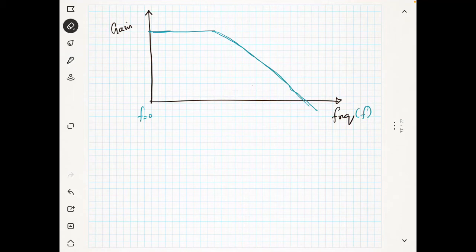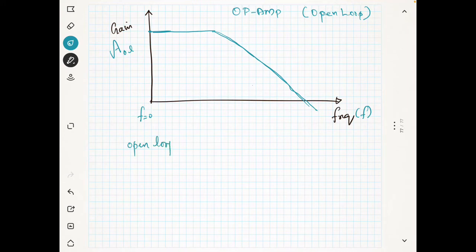Here also, in an op amp, in open loop without any feedback, the gain, suppose it is changing like this, I will call the open loop gain, AOL, and you can see that this AOL is a function of frequency. The closed loop gain will also be a function of frequency anyway.